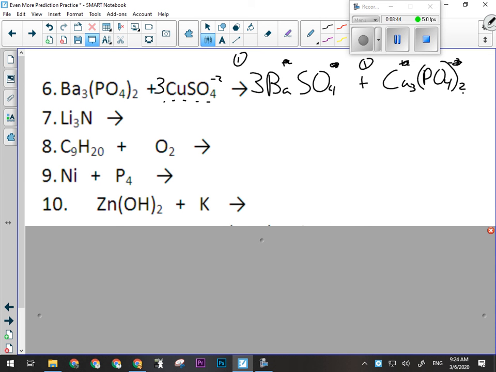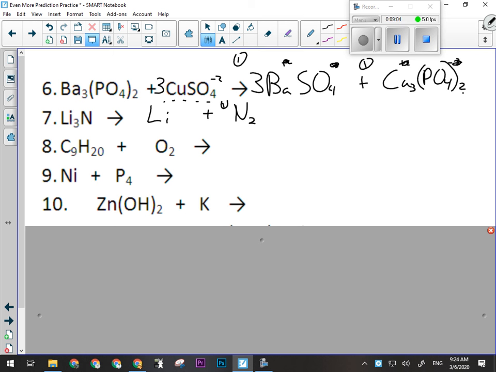Okay, question number 7. Only one reactant, so it's a decomposition reaction. All we're going to do is split up the 2 elements, lithium and nitrogen. Is either one of them special? Nitrogen. Okay, so 1 mark if they've got Li plus N2. Then we got to go back and balance everything.